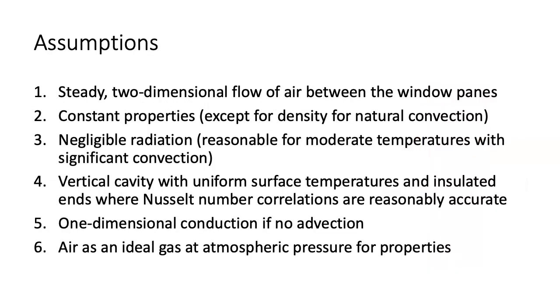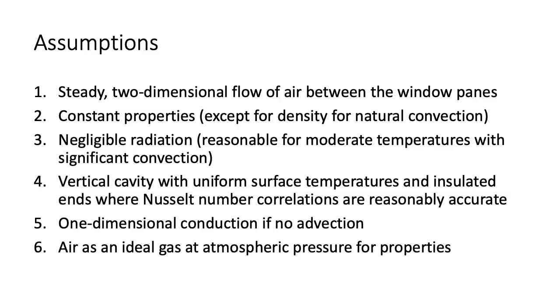Our first assumption for this problem is steady, two-dimensional flow of air between the window panes. Our second assumption is constant properties. However, note that the density must be changing for natural convection to occur, but that we use a density at the mean temperature for our calculations. Our third assumption is that there is negligible radiation. This is a reasonable assumption for moderate temperatures combined with significant convection.